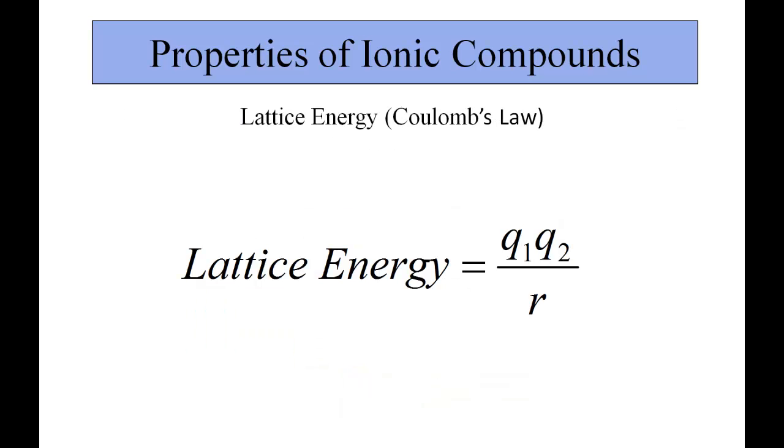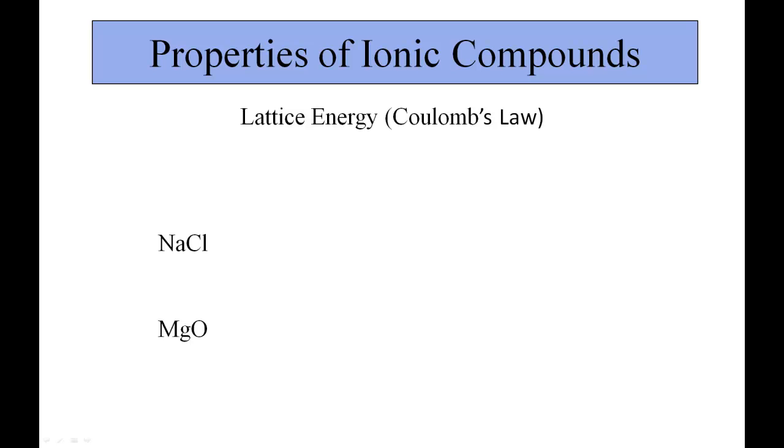Coulomb's law helps us determine the amount of lattice energy in a salt. You have Q1 times Q2 over R. The Q1 and Q2 represent the charges on each of the ions in the salt. The R is the average atomic radius of those ions. Since the major determining factor of lattice energy is its charge, we're going to ignore the radius in some of the problems we're going to try here.